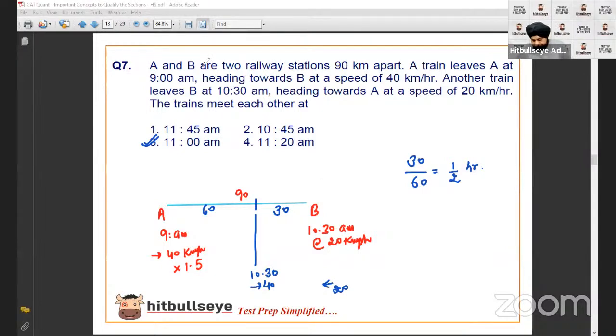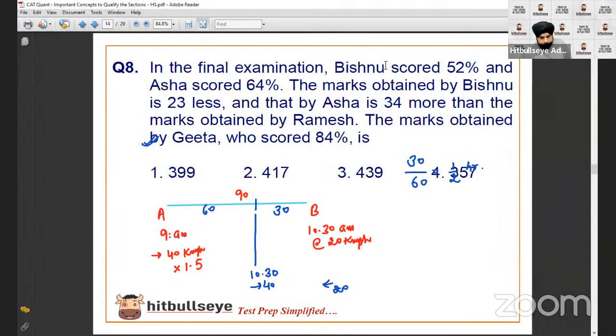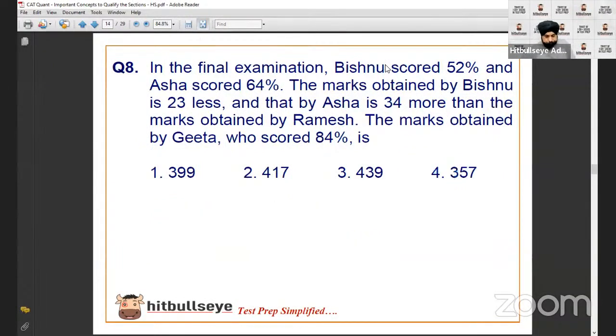I hope this is clear to everyone, people. So let's proceed further and answer this question. A question based on percentage. Just try this. Just last 2-3 questions, people.